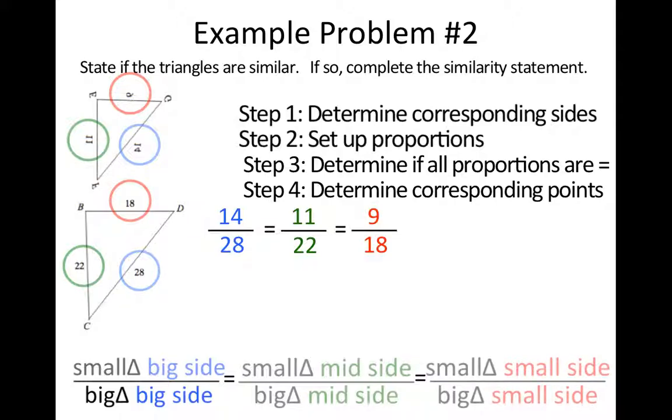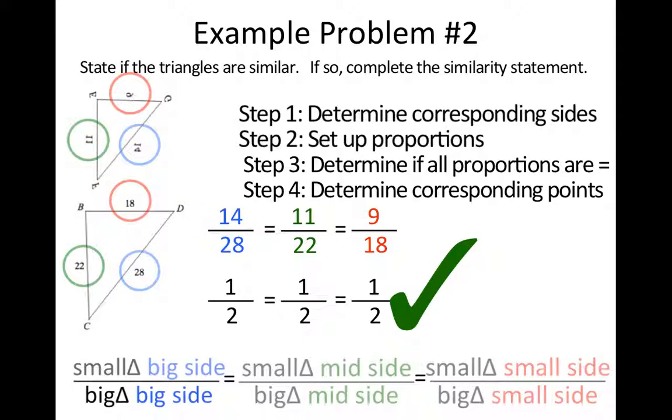So now if I simplify those, divide the one on the far left by 14, I get that's the ratio of 1 to 2, 1/2. If I divide those green ones by 11, I get the ratio of 1 to 2, or 1/2. If I divide those red ones by 9, I get the ratio of 1 to 2, or 1/2. So does 1/2 equal 1/2 equal 1/2? And the answer is yes. Yes, it does. So I know that these two triangles are similar.